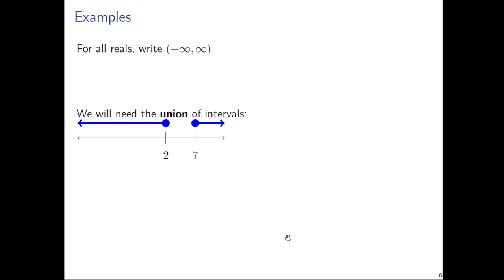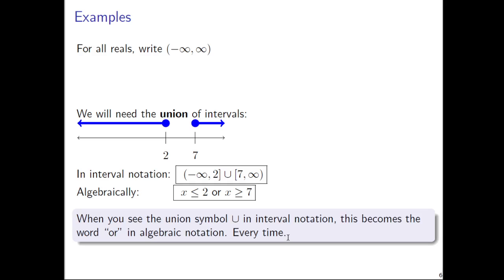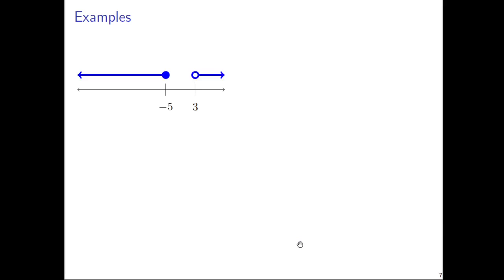Now we will need the union of intervals, which we've already seen a little bit of, just to take the example that's shown here. All the numbers that are smaller than 2, including 2, all the numbers that are bigger than 7, including 7, it looks like this. Parenthesis negative infinity comma 2 bracket, then this union symbol, because we need this next part, bracket 7 comma infinity parenthesis. Algebraically, we can write x less than or equal to 2 or x greater than or equal to 7. It is important to include the word or here. When you see the union symbol in interval notation, this becomes the word or in algebraic notation. This happens every time.